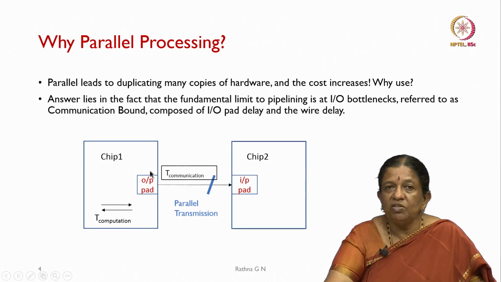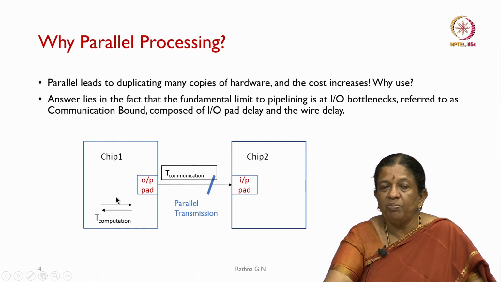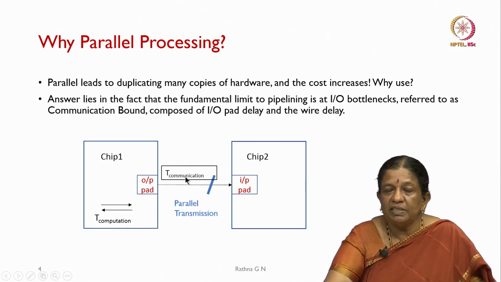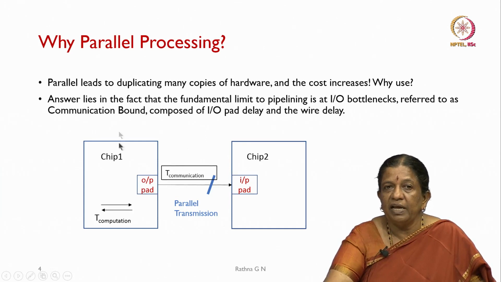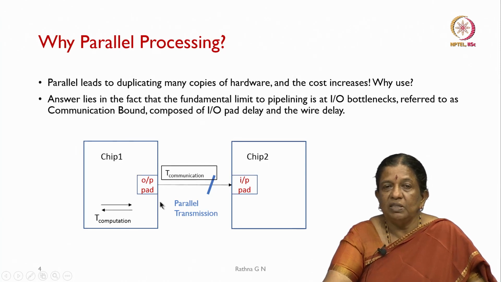In the case of pipelining, if my communication cost is more than pipelining, then there is no point in increasing the number of pipeline stages. Then it is better to switch over to parallel processing, where I can work on independent data. This is what we call parallel transmission.